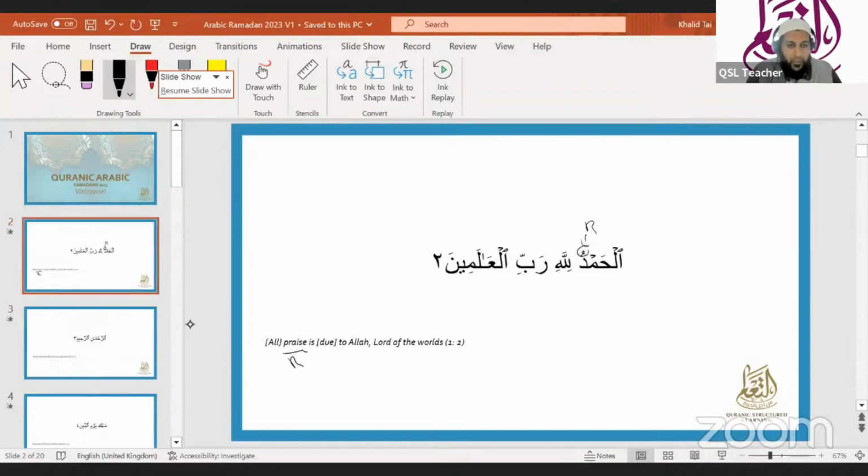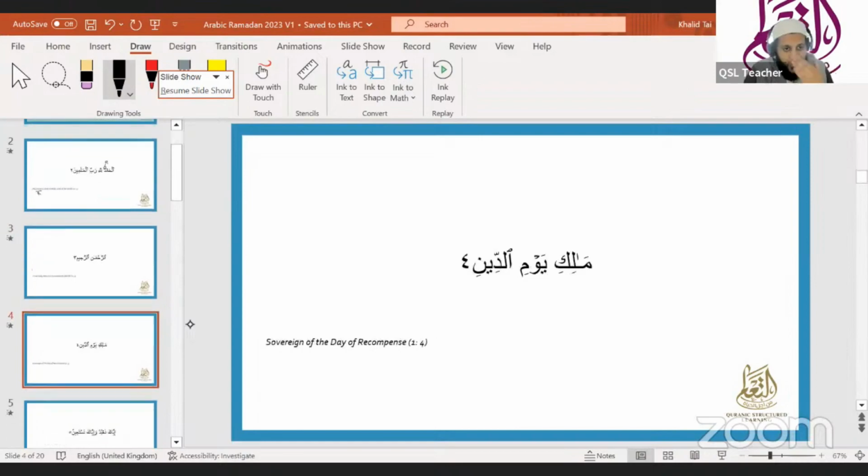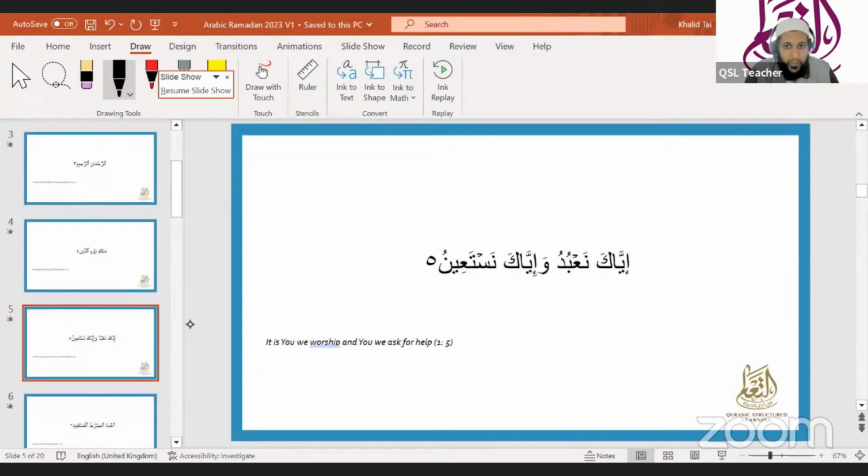Ar-Rahman Ar-Rahim, this is a continuation, so there's no Rafa and Nasab in that, so let's skip that. Malik Yawmiddin, same thing. Iyaka na'budu, it is you we worship. What's the action word? Worship. And who's doing the worshipping? We. So we is Rafa.